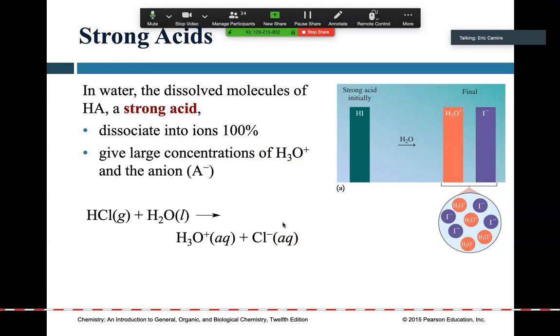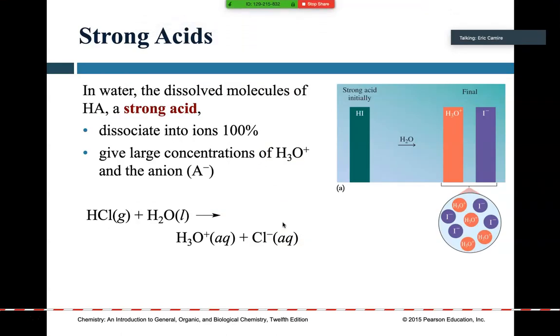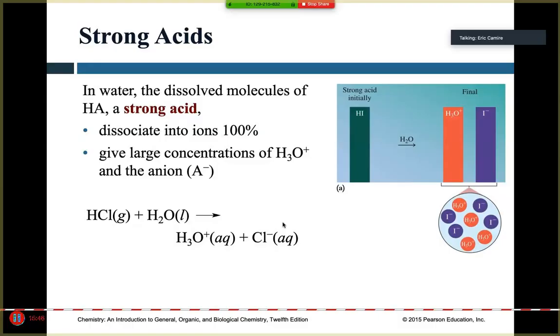So what does this look like if we graphed concentrations of things? We just defined what a strong acid is. It dissociates 100% into ions. So what it's going to do is make a large concentration of H3O+, and then whatever that anion was. So again, if we go back and take a look at HCl, there's my strong acid, there's my conjugate base, H3O+ and my anion. So there's my strong acid.